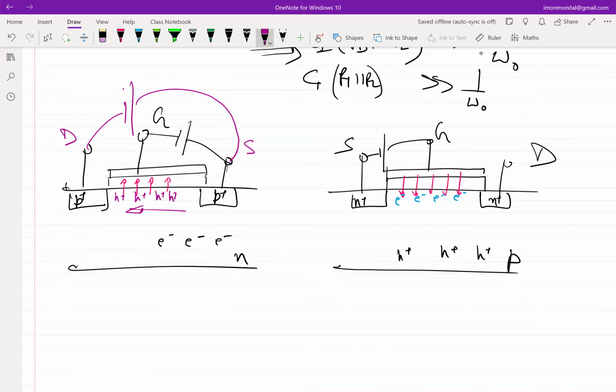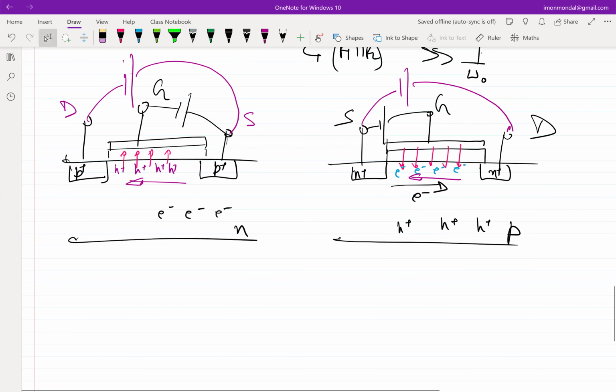Now, if I apply a voltage between drain and source in the direction that I have shown, the electrons are going to flow from source to drain. So essentially the current in this case will flow from drain to source. That is the only difference: the current flows from drain to source in an NMOSFET device, and from source to drain in a PMOSFET device.